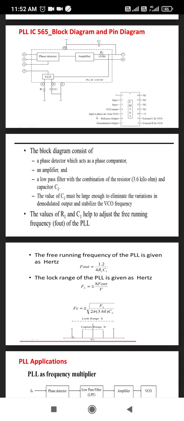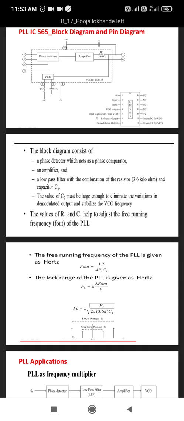The free running frequency of the VCO, or operating frequency of the PLL, should not exceed 500 kilohertz. You can remember that. According to that, you have to select the components R1 and C1.